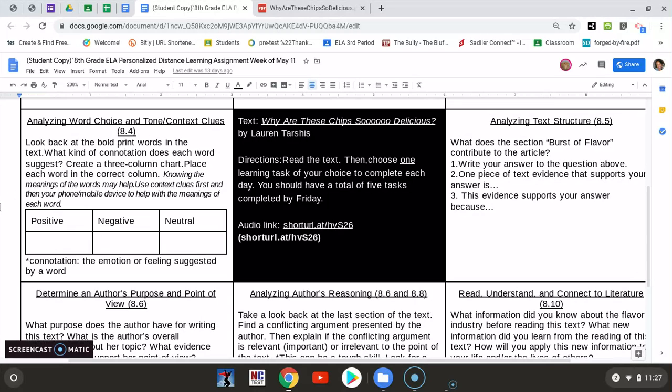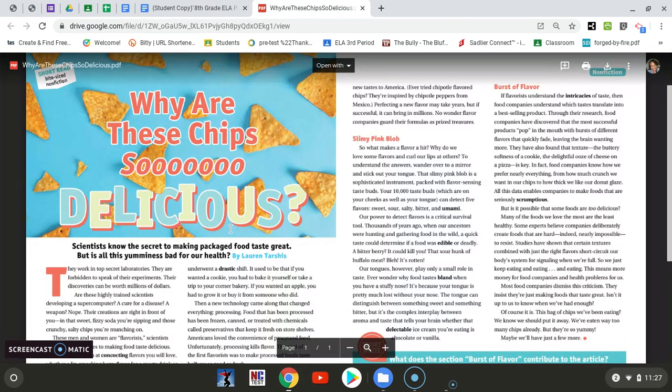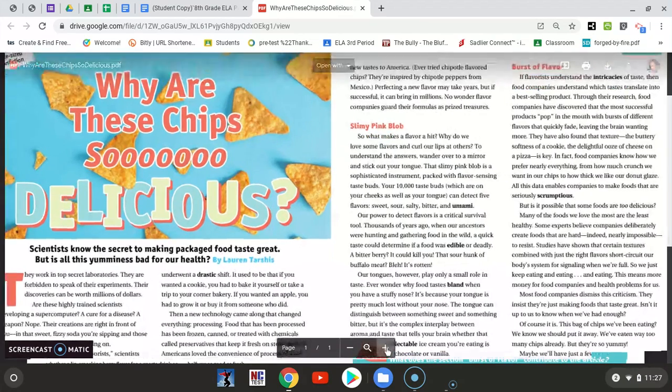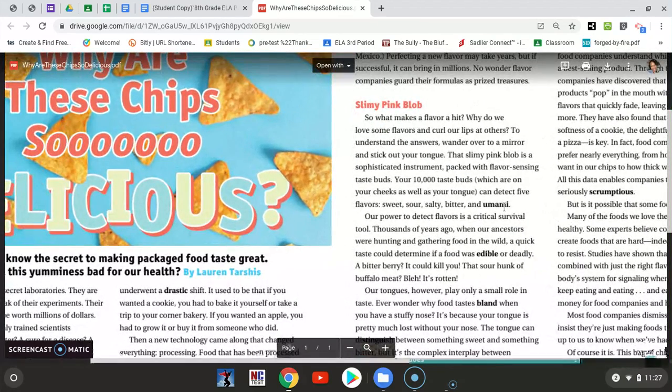For 8.4, which is dealing with analyzing word choice and tone and context clues, hopefully that's pretty self-explanatory. There are some bold print words that are in the article. Let me zoom in a little bit here and see if we can see. So if you notice, here are some bold print words.